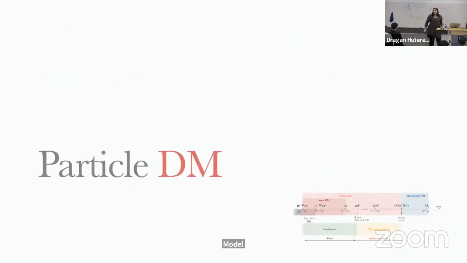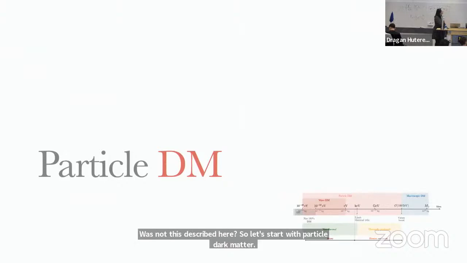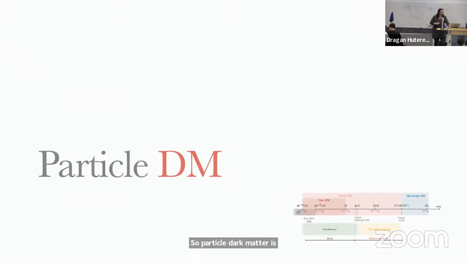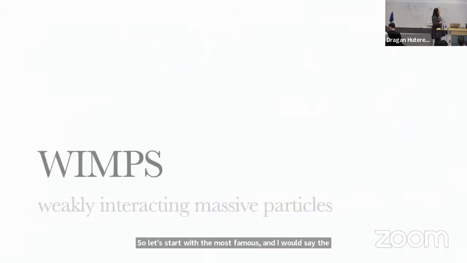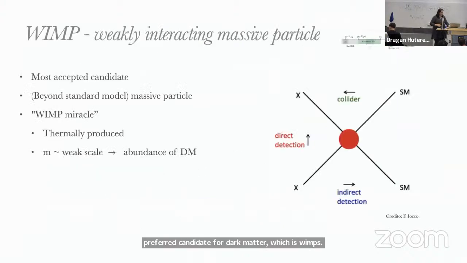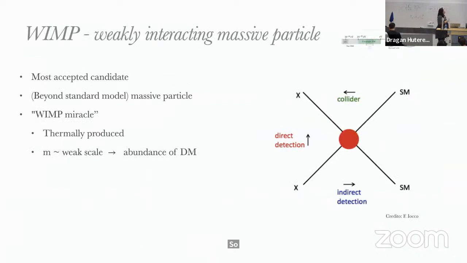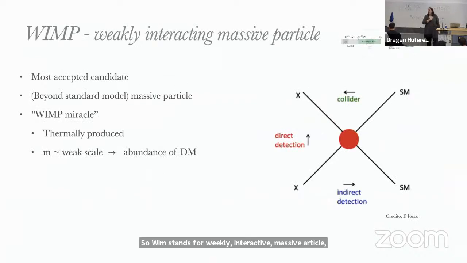So let's start with particle dark matter. So particle dark matter stands for all of these possible mass ranges. So let's start with the most famous and I would say the preferred candidate for dark matter, which is WIMPs. So WIMPs stands for weakly interacting massive particle. And as the name says, you can already understand that it interacts with a weak force, but weakly. So it's the most accepted candidate.